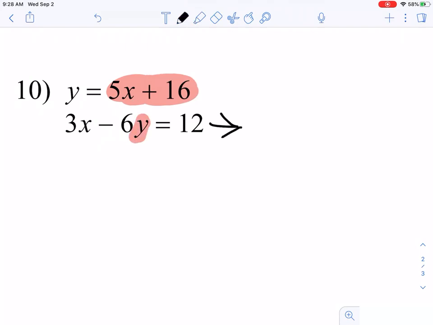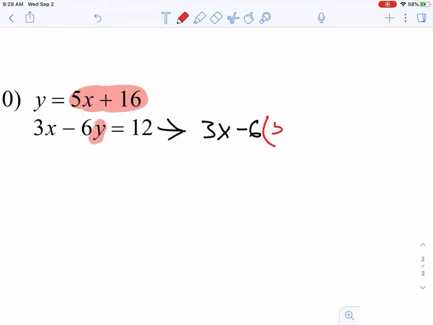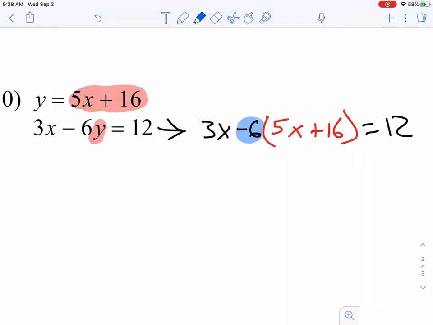Okay, in our last example, we're taking 5x plus 16 and plugging it in for y. So over here, I'm taking 3x minus 6, and then instead of y, I'm replacing it. I'm substituting in 5x plus 16 equals 12. In this one, I'm taking this negative 6 and distributing it in, so negative 6 times 5x, I'll write that there, and negative 6 times 16, which I'm probably going to need a calculator to figure out, but that's okay.